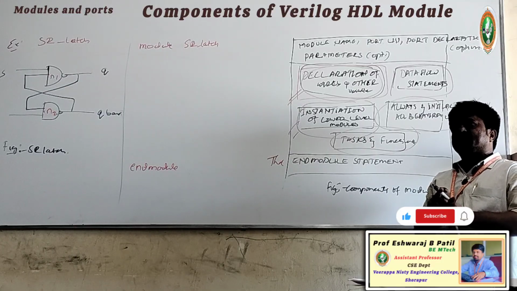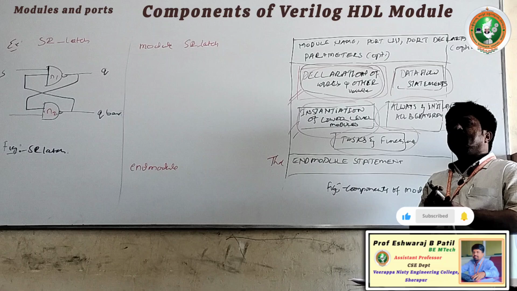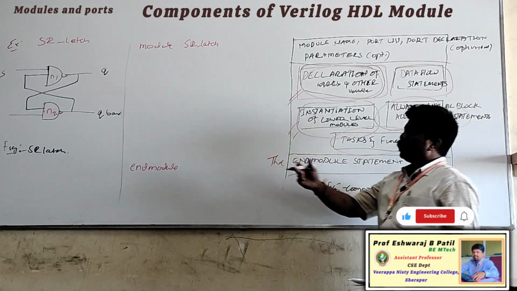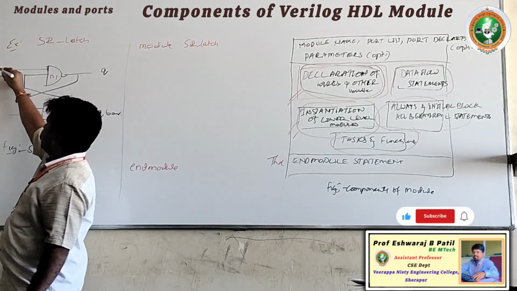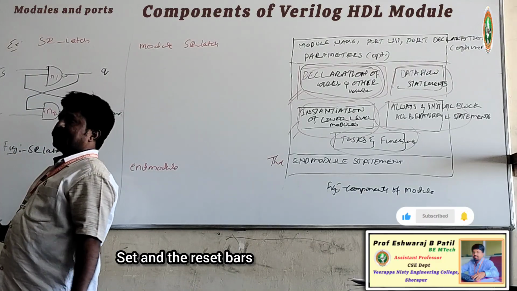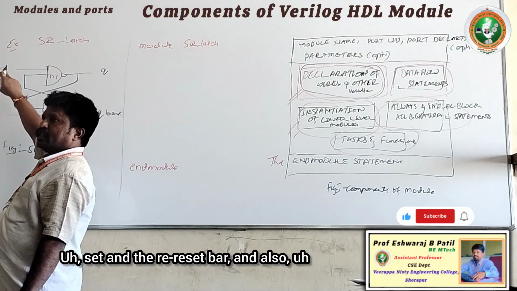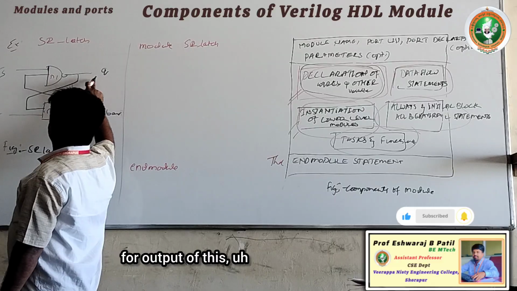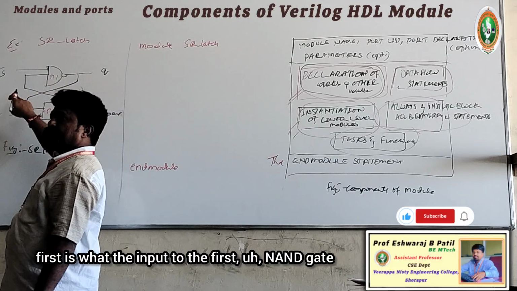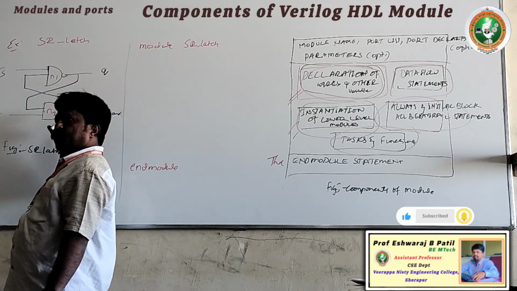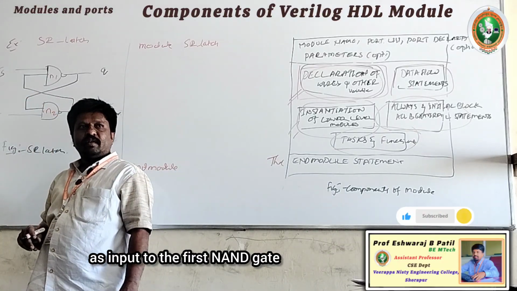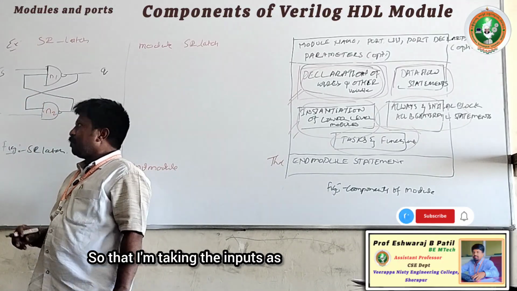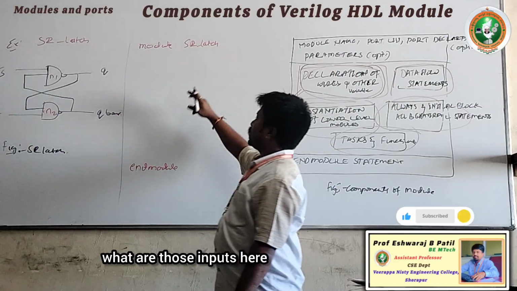How are the inputs? The set and the reset bars. Set bar and reset bar, and also for the output of this, first, what is the input to the first NAND gate? The output of the second NAND gate is the input to the first NAND gate. So I am taking the inputs, what are those inputs here?